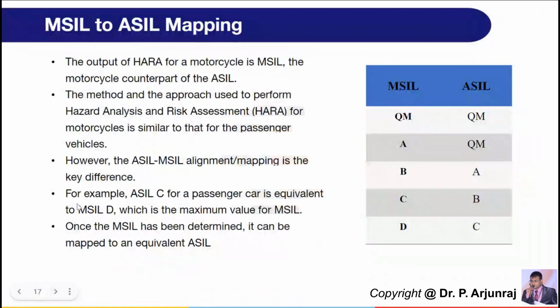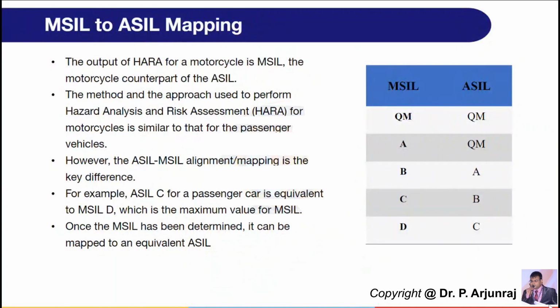For example, I'm putting it in a different way here. Just see here. If we take ASIL C in the case of a passenger car, it is equivalent to MSIL D, which is the maximum value for MSIL. I told you ASIL D is not there for a motorcycle application, so you are considering only up to ASIL C, which means ASIL C is equal to MSIL D. And you also have the extra features, I have told you, right? You have a lot of extra features because of the four-wheeler, and even the requirements, performance, and operating conditions are totally different.